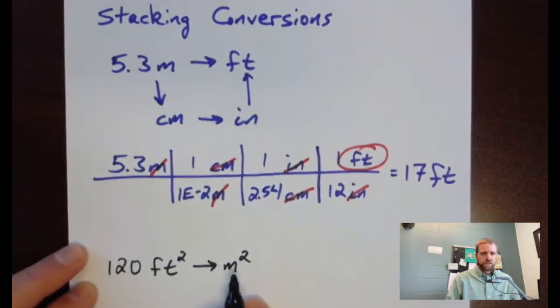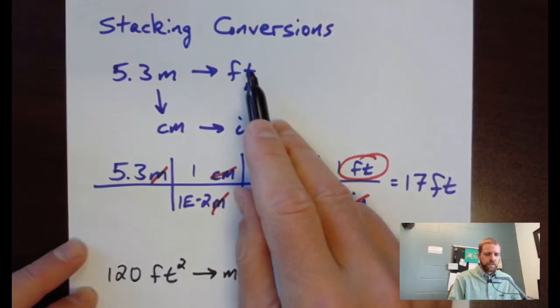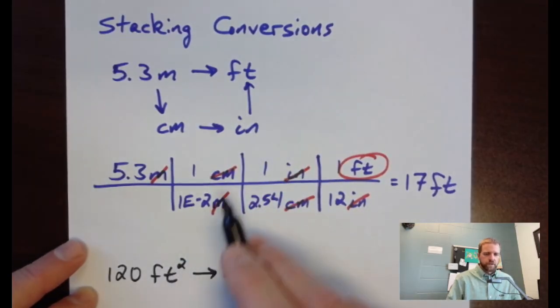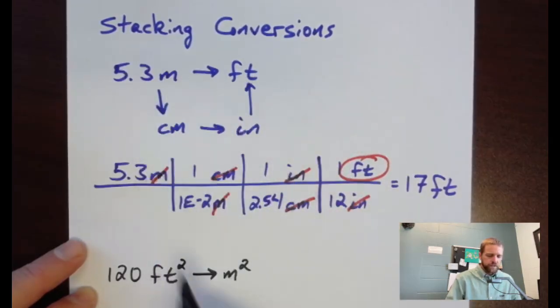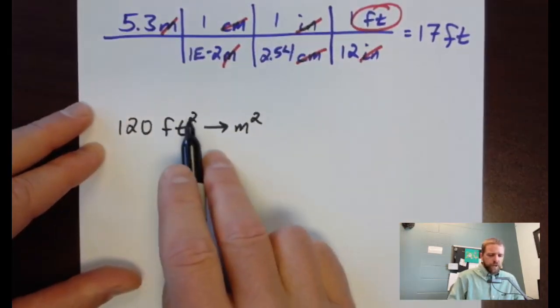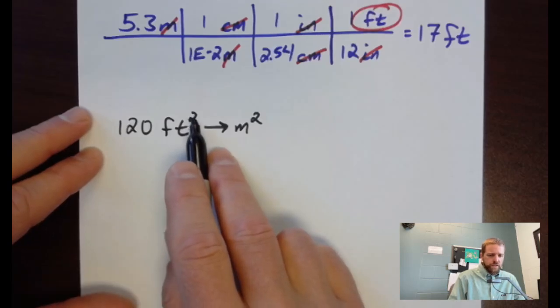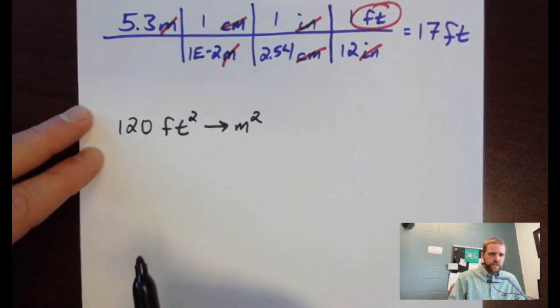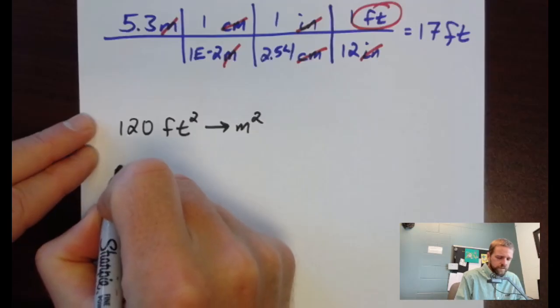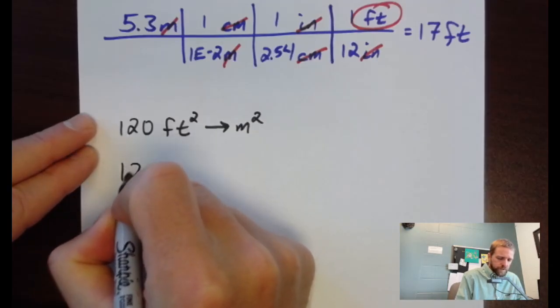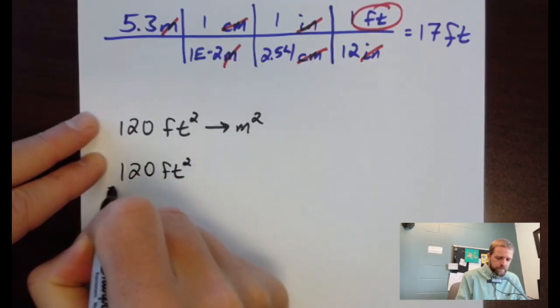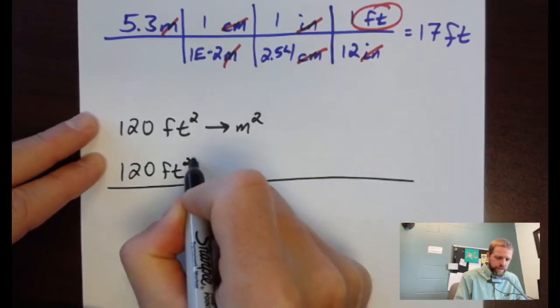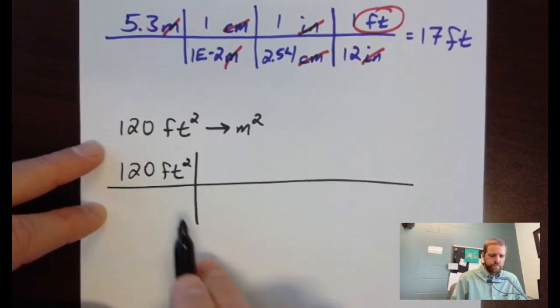Well, this is sort of the reverse of this, right? Except they are squared, right? So here I went from meters to feet. I could go from feet to meters. But remember, when I have a squared unit, this tells me there are actually 2 feet that I have to take care of. So I'm going to write my conversion this way.